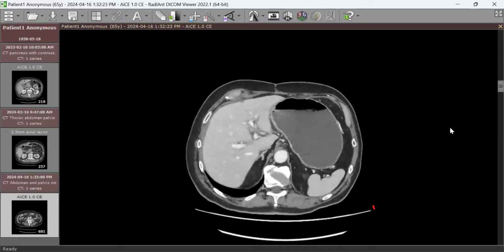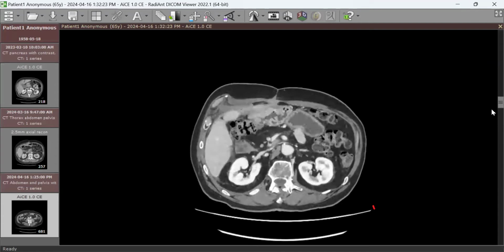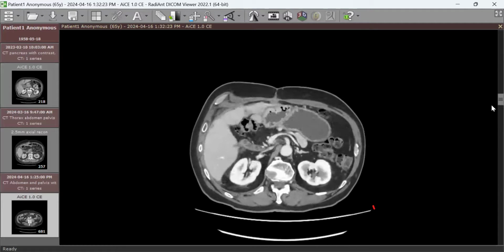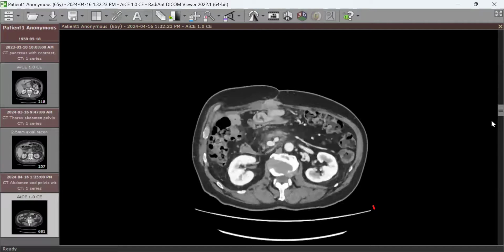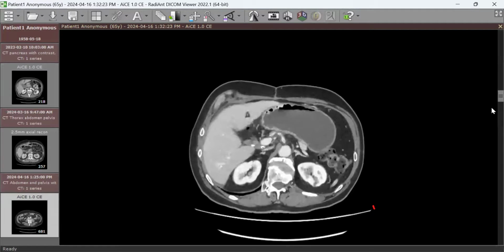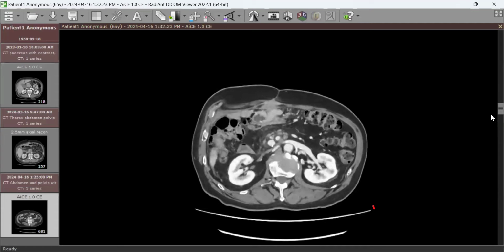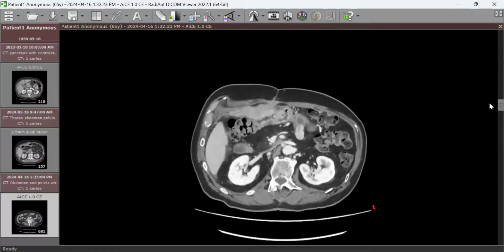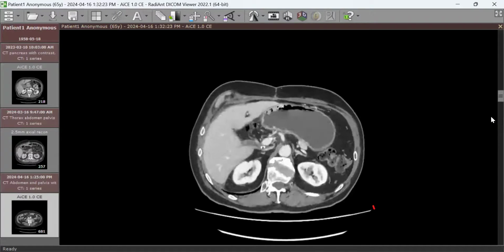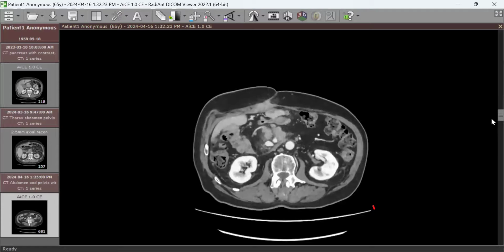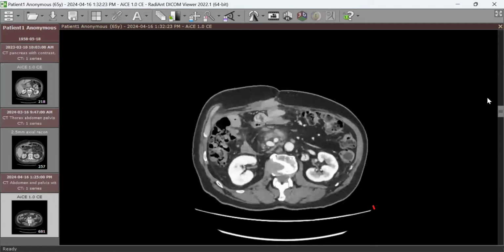Now we can start. Yes, this is an over-distended stomach. Yeah, that's right. And thickening of the first part of the duodenum. Yeah, what about the second part of duodenum? Also there is thickening. What about the third part of duodenum?